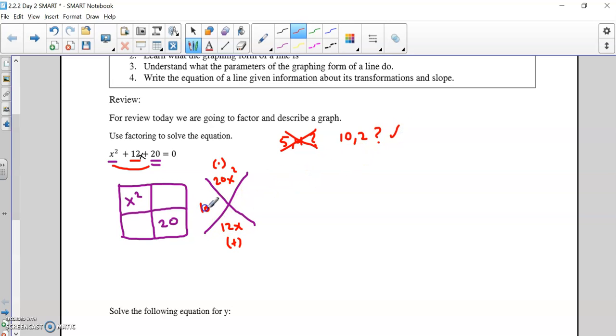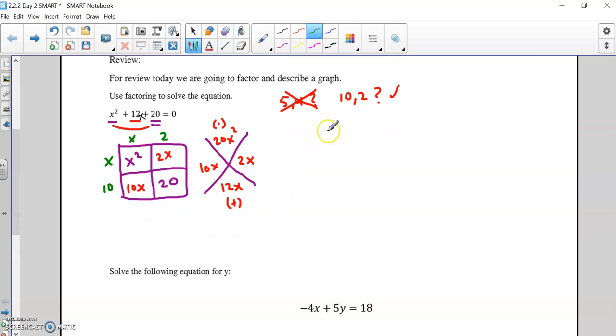So we can say, okay, 10x and 2x will fill in our diamond. And then we use those terms to fill in the rest of our box. And from there, we can go ahead and now fill out the outside of the box. So what times what equals x squared? X times x. And then here, x times what equals 10x? It's going to be 10. And here, x times 2 is what's going to get us to 2x.